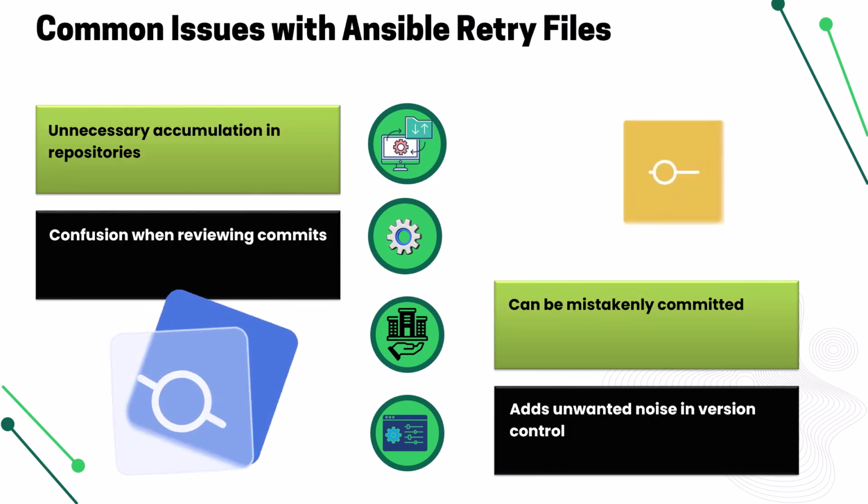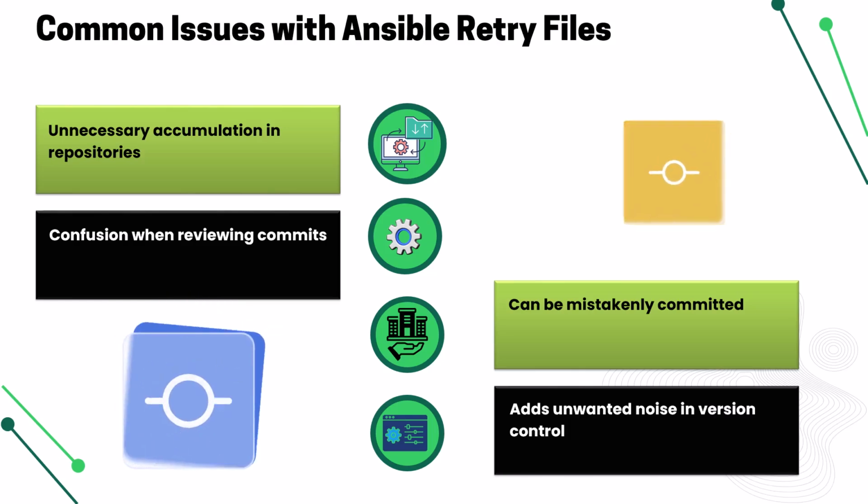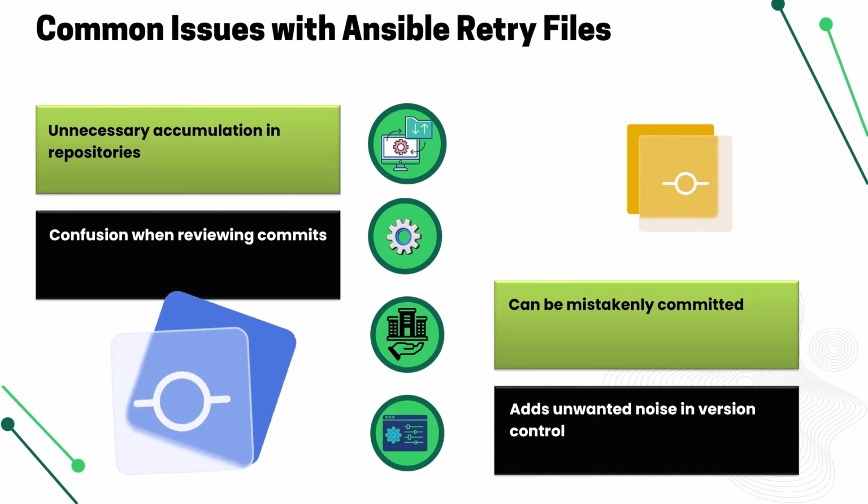Imagine opening a commit history and seeing retry files all over the place. Chaotic. These files clutter your repository, causing unnecessary confusion. Mistakenly committing them can lead to inconsistent workflows and unnecessary file tracking. A Gitignore entry is the quick fix.